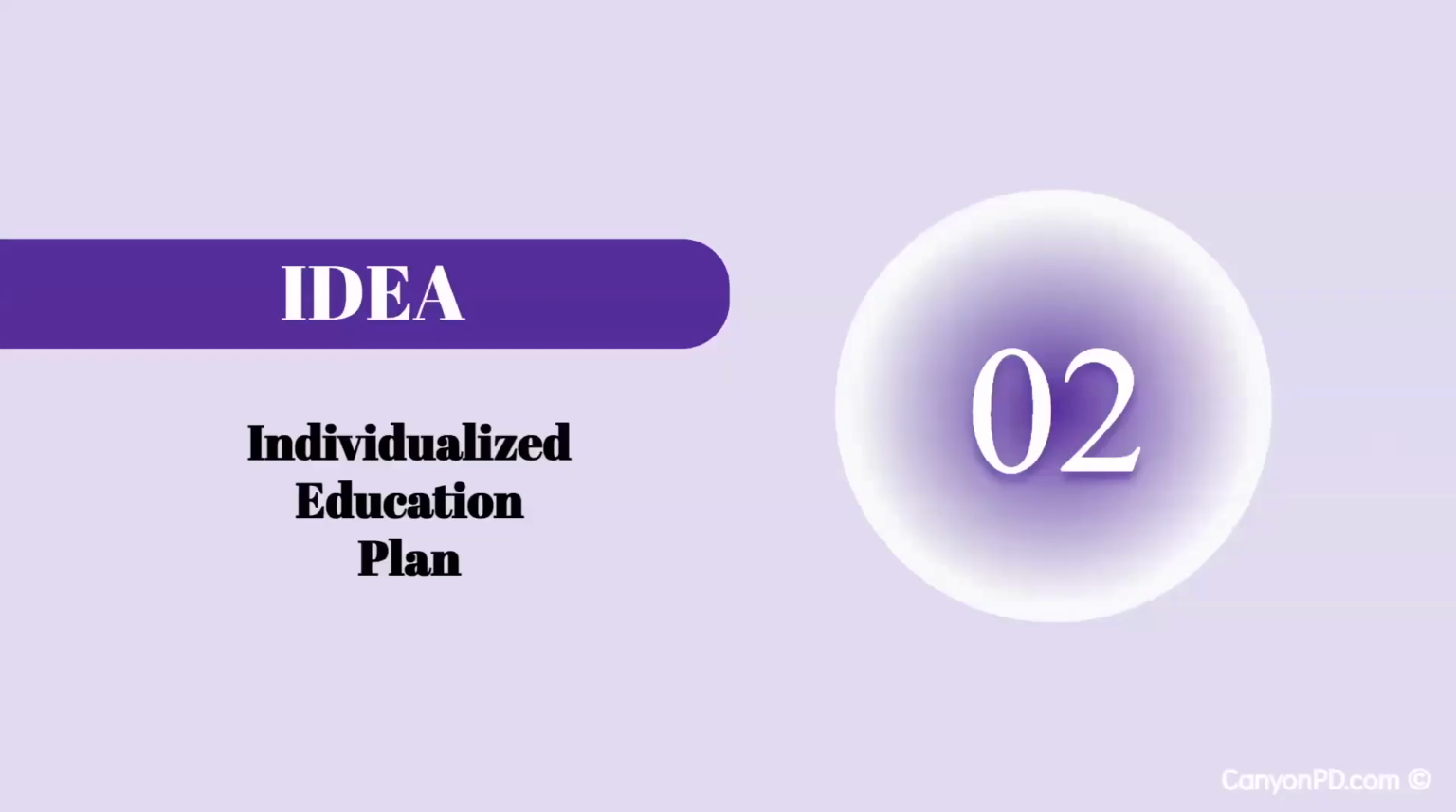The second component of IDEA is the Individualized Education Plan, which is referred to as the IEP. The term IEP can refer to the document. It can also refer to the meeting. And there's also something called an IEP team. There's required members for every IEP meeting, and this includes a parent or guardian, special education teacher, the general education teacher, a person to interpret data, which is usually the school psychologist, and the local education agency representative, which is going to typically be the principal.